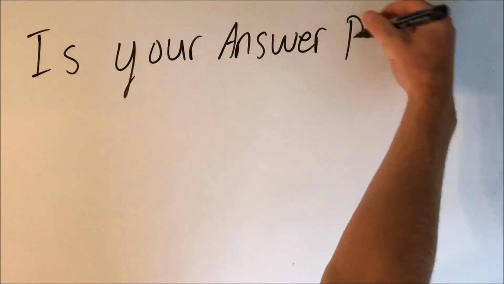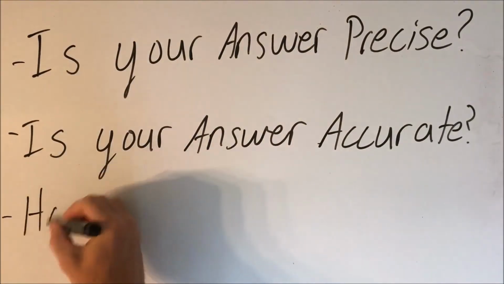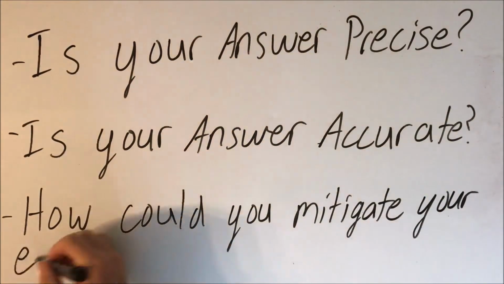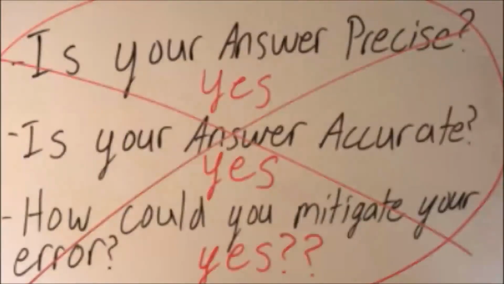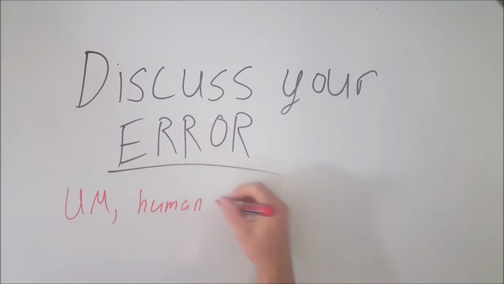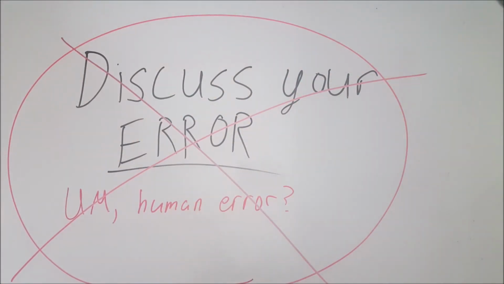We're going to ask you questions like, is your answer precise? Is your answer accurate? And how could you mitigate or resolve the error in this experiment? And answers like yes, yes, and yes are not going to be acceptable. And how about this task? Discuss your error. Answers like human error are not going to be acceptable either.